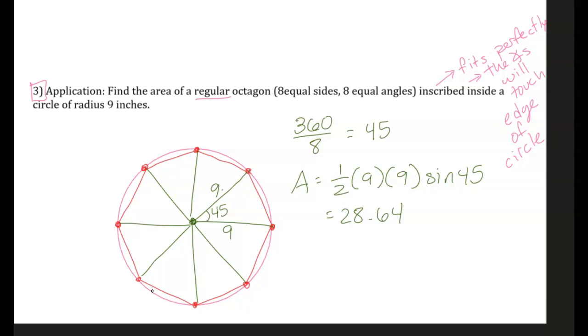Now I'm done. Why not? I'm glad, usually people don't say no so quick. Right, it's only one of them. I'm not trying to find the area of a single triangle. I'm trying to find the area of the whole octagon. So there are 8 triangles. I need to multiply this triangle by 8. And you should get 229.1. And our unit is inches squared.